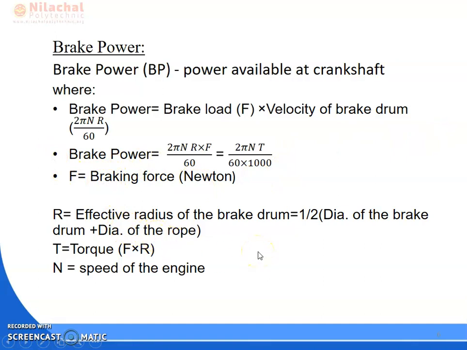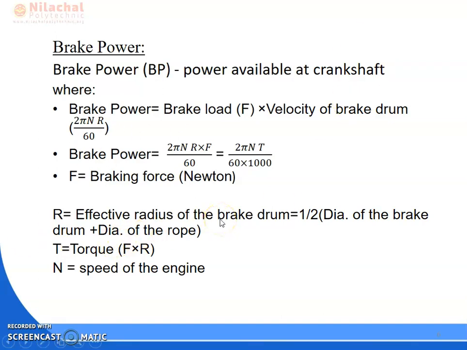Okay. So how do you calculate this R? This R is known as the effective radius of the brake drum. So there is a drum, and over the drum some rope will be there. That is the rope brake diameter. From the rope brake diameter, we are getting the brake power.